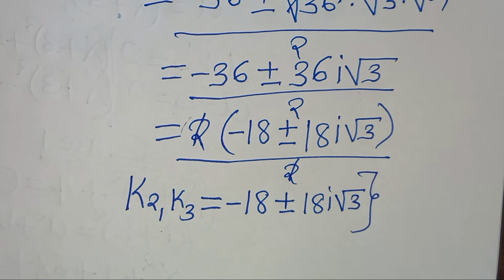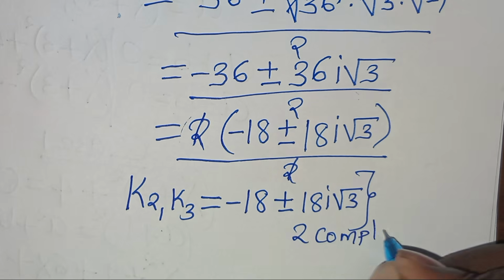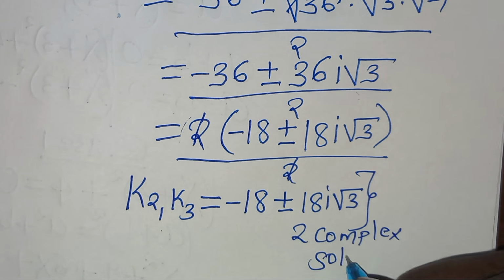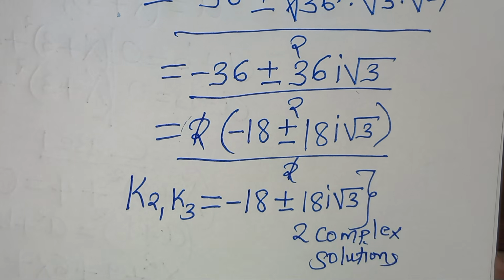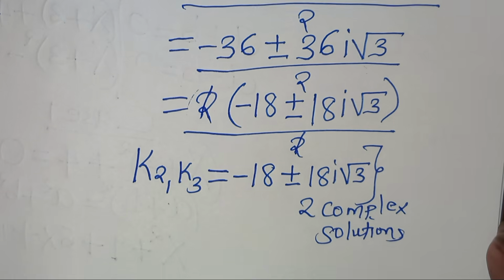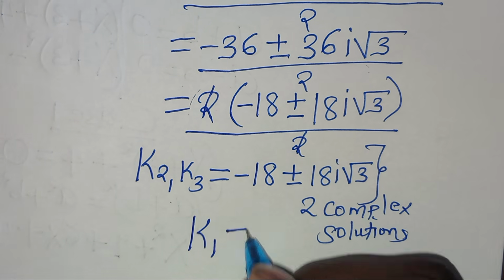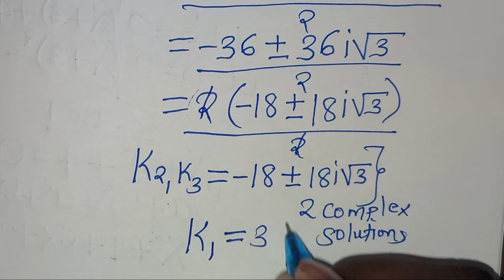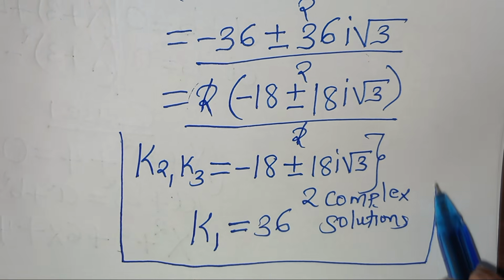Now you find that these are two complex solutions under this algebra problem. So we have two complex solutions here and only one real solution, which is k1, and k1 is equal to 36. So these are the solutions to this algebra problem.